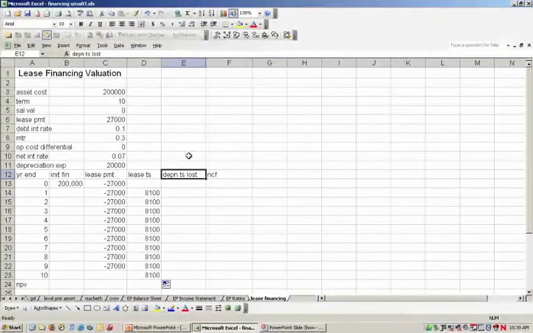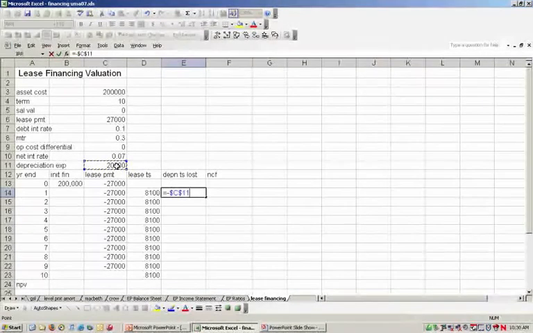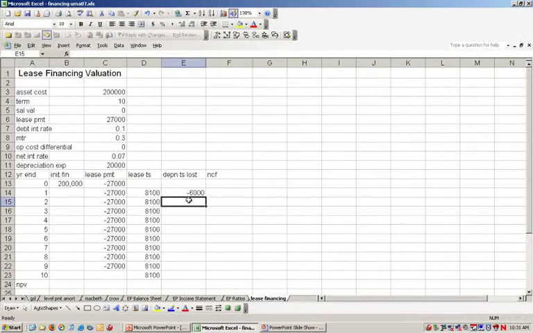The depreciation tax shield lost is equal to the depreciation expense, and I'm going to put a minus sign in front of it because it's a negative. Lock that cell reference, times the firm's marginal tax rate. Again, lock that cell reference. So in each year, the firm loses a depreciation tax shield worth $6,000.